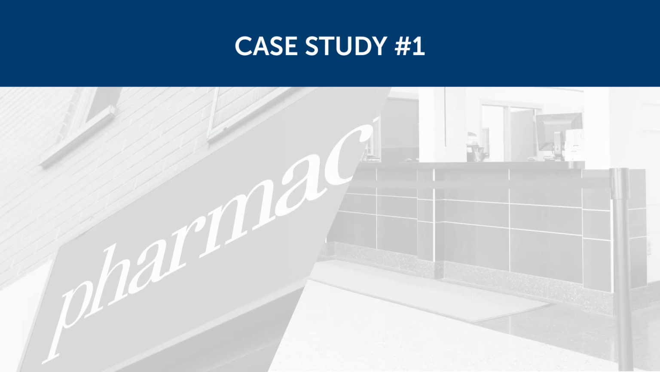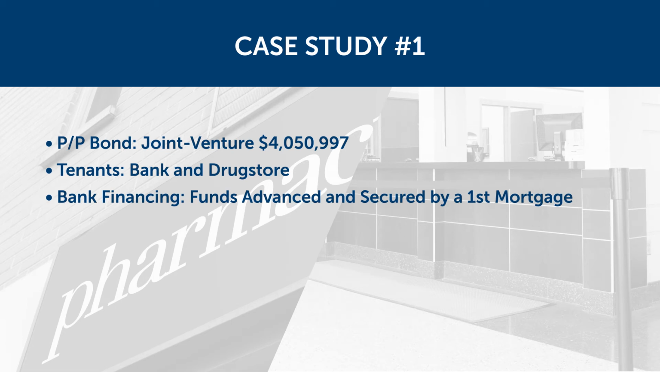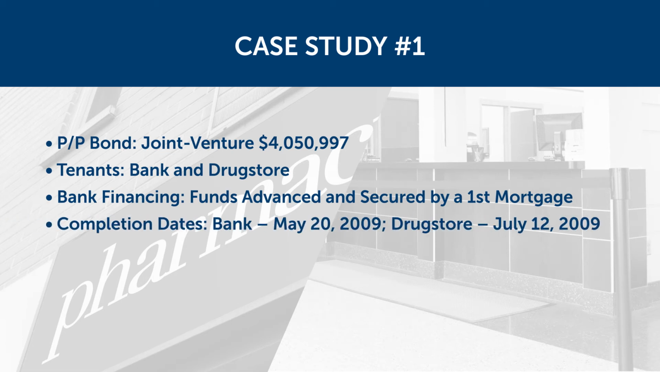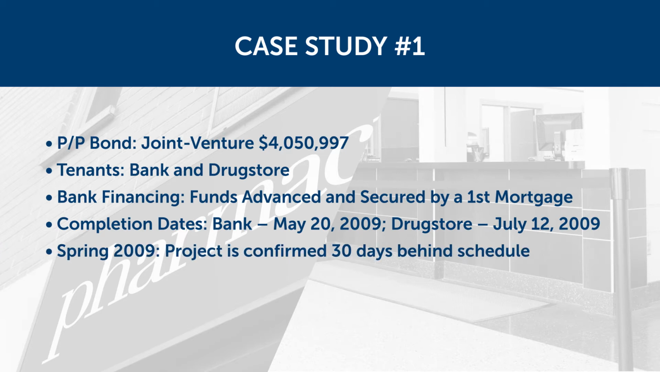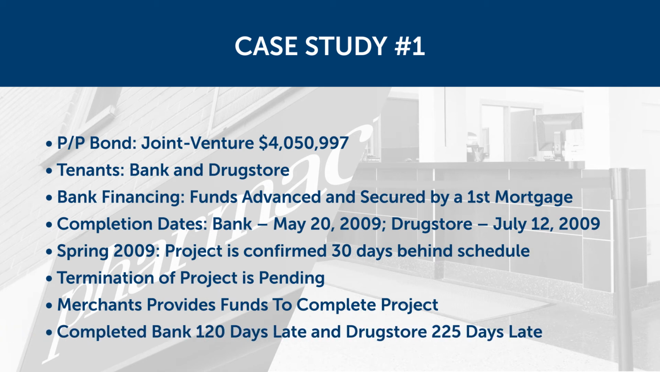In example 1, construction begins on a $4 million new mini-mall bank and drugstore joint venture in June 2008. Funds were advanced and secured by a first mortgage, with completion dates set for May and July of 2009. In the spring of 2009, Merchants confirms the project is 30 days behind schedule and that the subcontractors and suppliers are not being paid. The obligee informs Merchants that termination of the project is pending due to disputed change orders, subcontractors abandoning the project, and financial difficulties of the principal. As a surety, Merchants steps in, deciding to keep the current contractor on the project and to provide the necessary funds to complete the work.